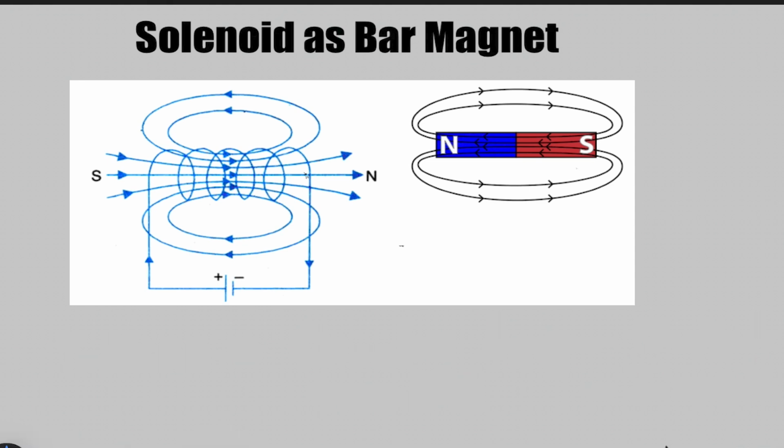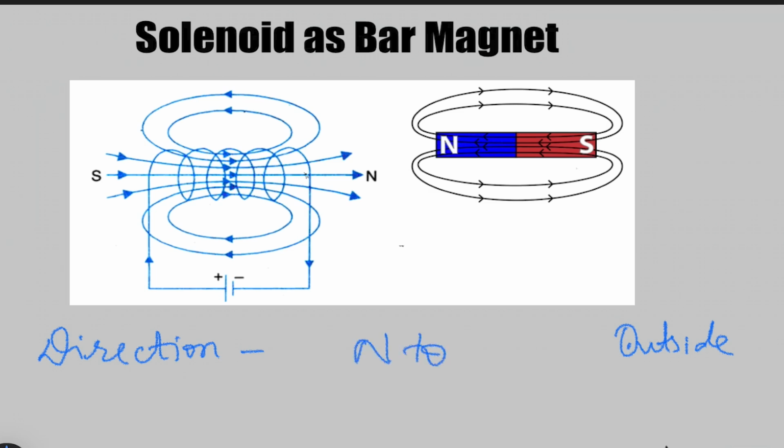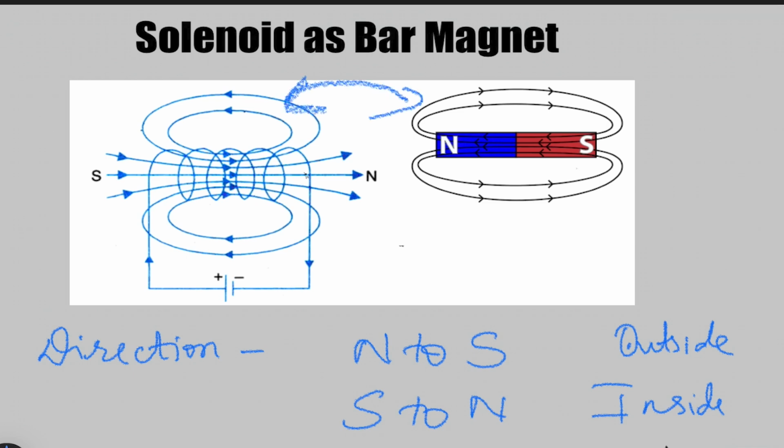After the pattern, we can observe the magnetic field direction. How is the magnetic field direction outside, in both the bar magnet and the solenoid? It is traveling from north to south. How is the magnetic field direction inside? It is from south to north. This direction is the same both in the solenoid as well as a bar magnet.